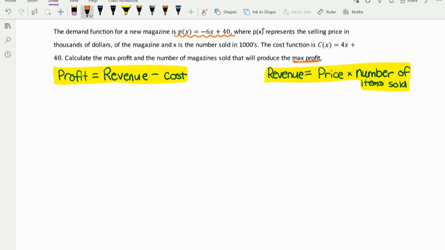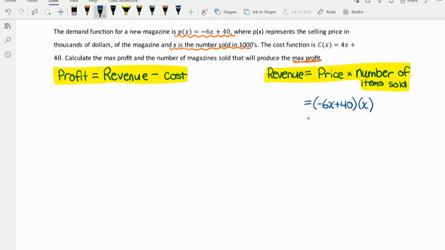Because P of X is a price function. How many items did I sell? How many magazines did I sell? That's actually just X. X is the number of magazines that you're selling. So we're just going to take negative 6x plus 40. That's your price. And then you're just going to multiply X to it, which is the number of magazines that you've sold.